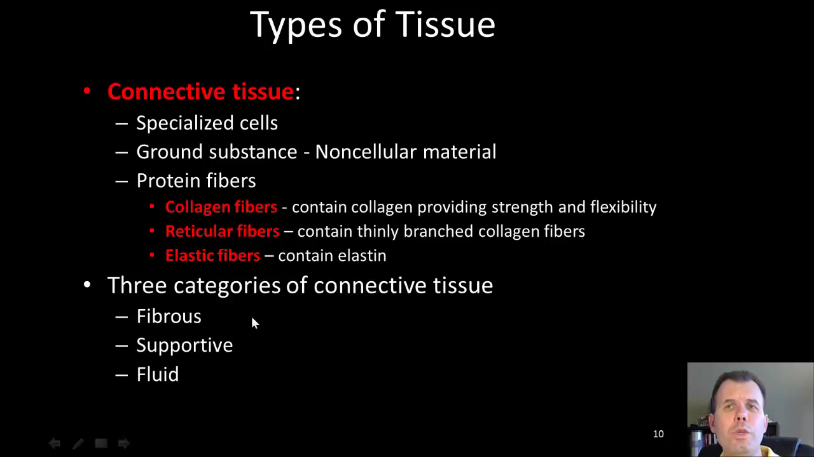Okay? We do have three categories of connective tissue. That includes the fibrous connective tissue, which, you think of fibers, the supportive, which is the cartilage and bone, and then the fluid, which is our blood. And so we'll look at all three of these things coming up.